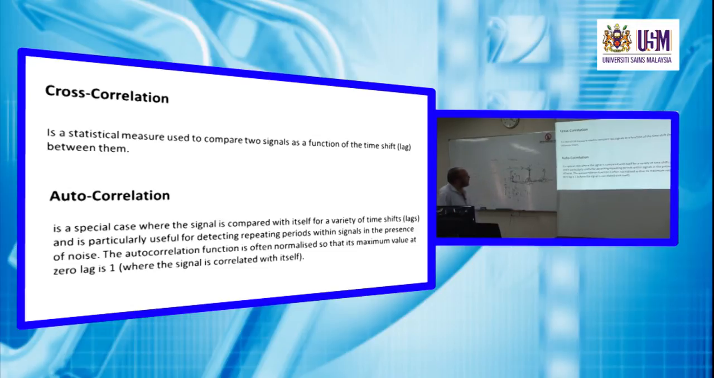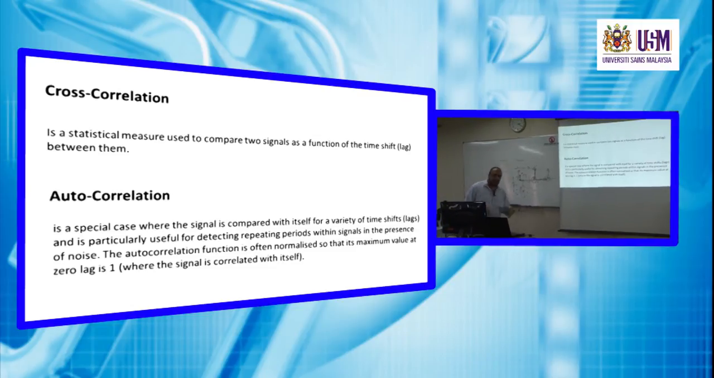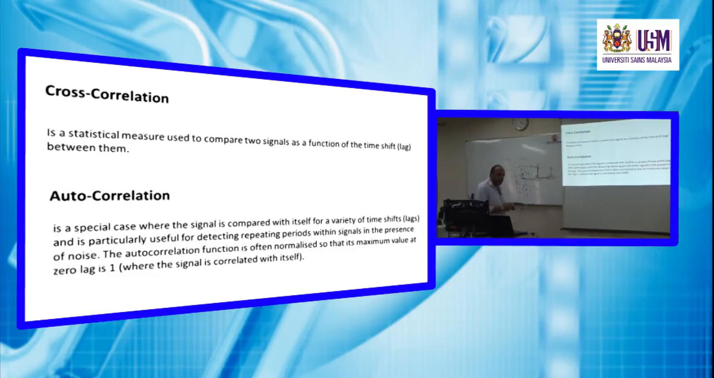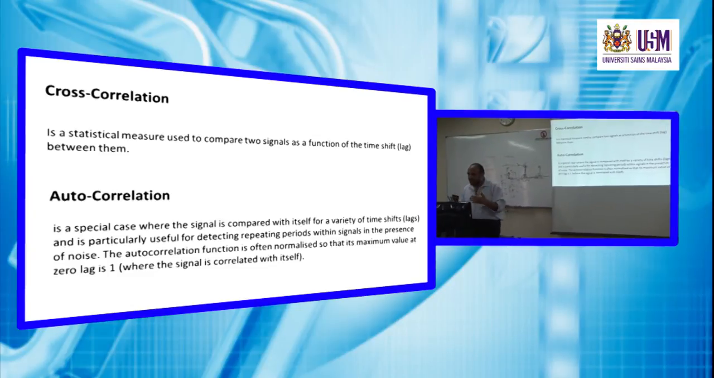The autocorrelation is a special case of correlation where the signal is compared with itself. Correlation means comparing something with something else. So here I'm comparing the original signal with itself, also for a variety of time shifts or time lags, and it is particularly useful for detecting repeated periods within a signal in the presence of noise.